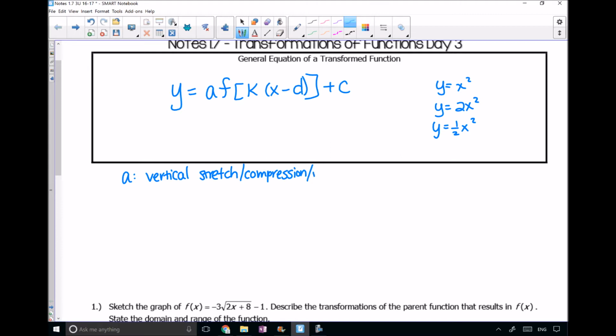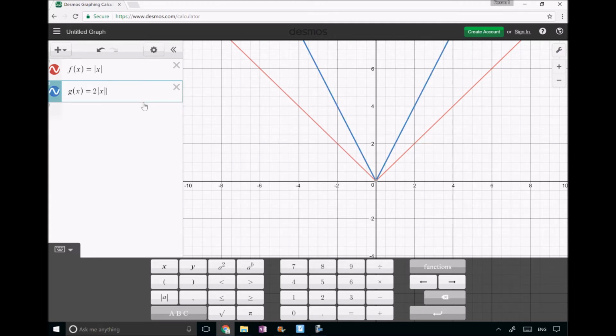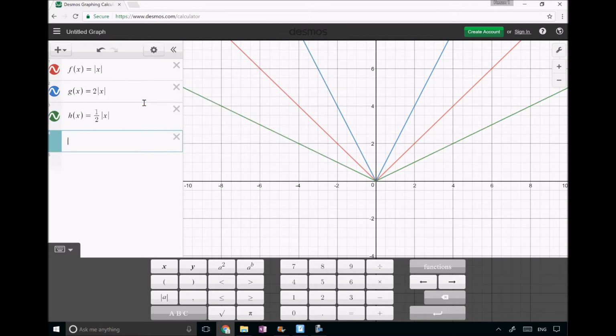Or it could be a reflection in the x-axis. If you remember, this is the parent absolute value function. If I have g of x equal to 2 times the absolute value of x, my graph is now skinnier. If I do h of x equals 1/2 times the absolute value of x, my graph is now wider. And if I do k of x equal to negative absolute value of x, my graph is now a reflection of the red graph in the x-axis.